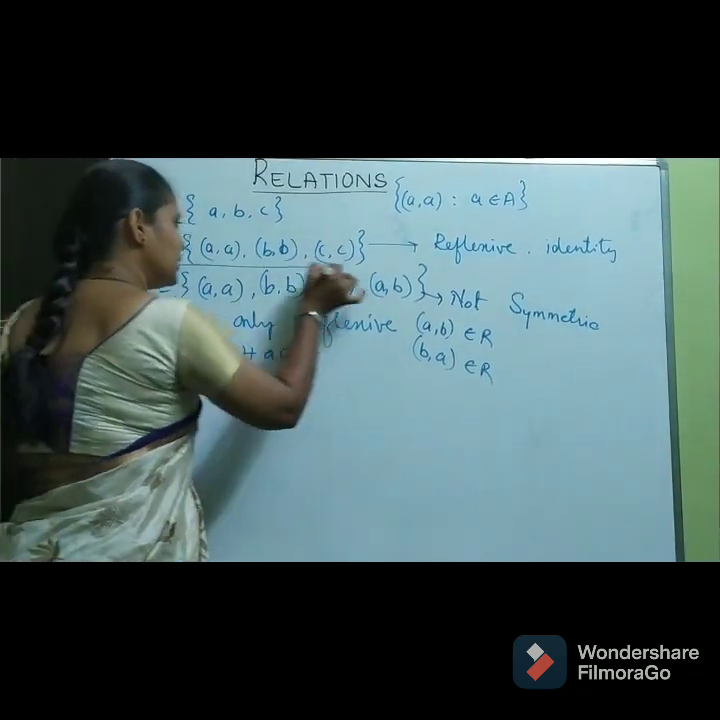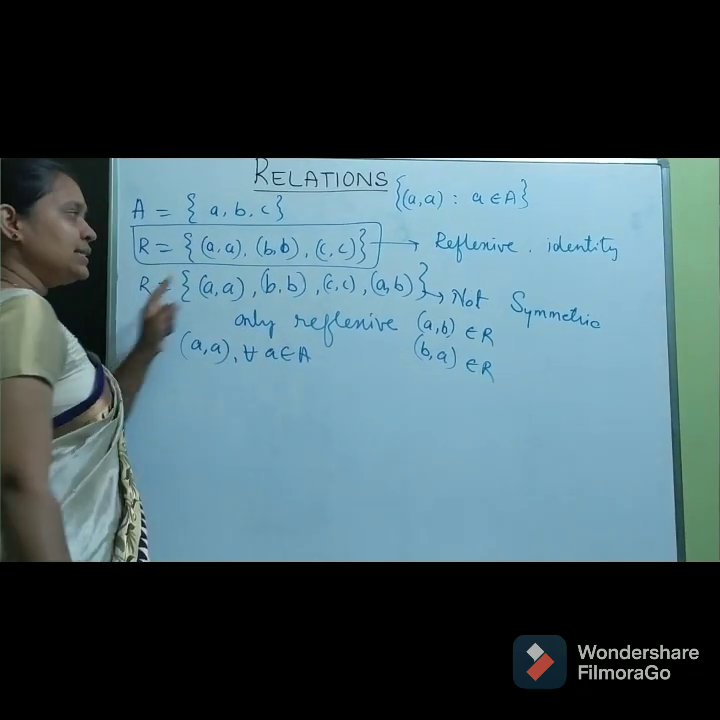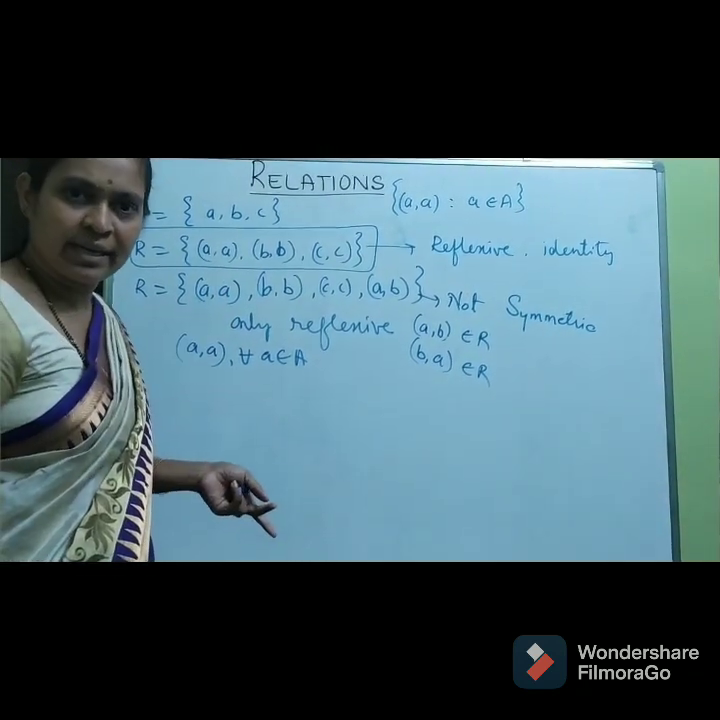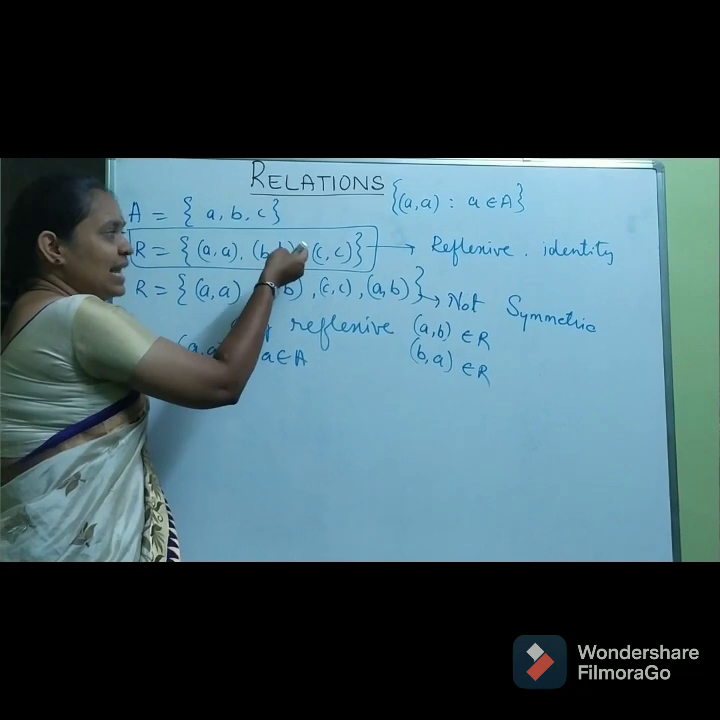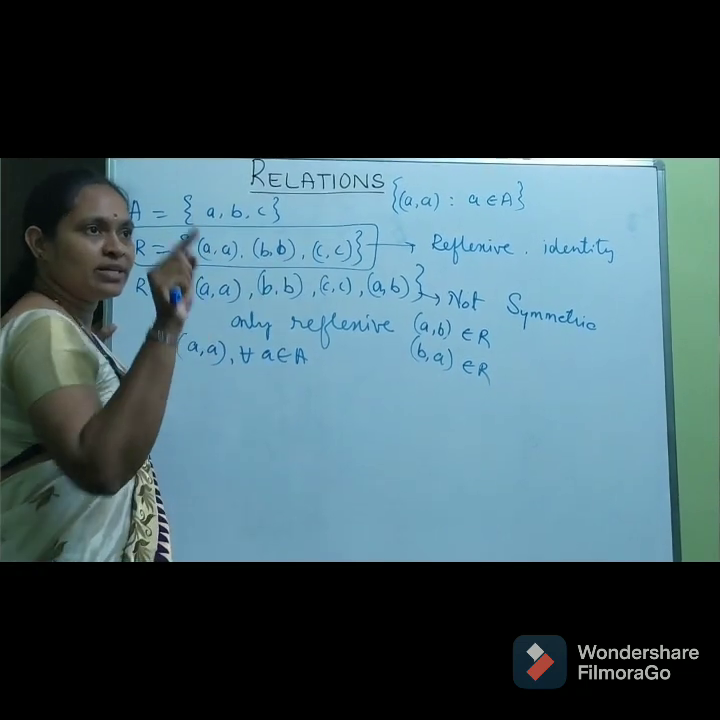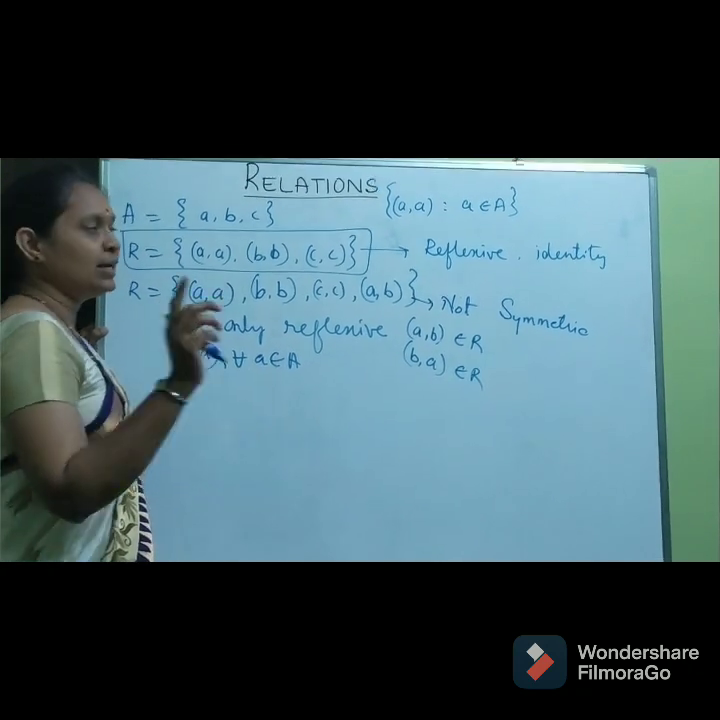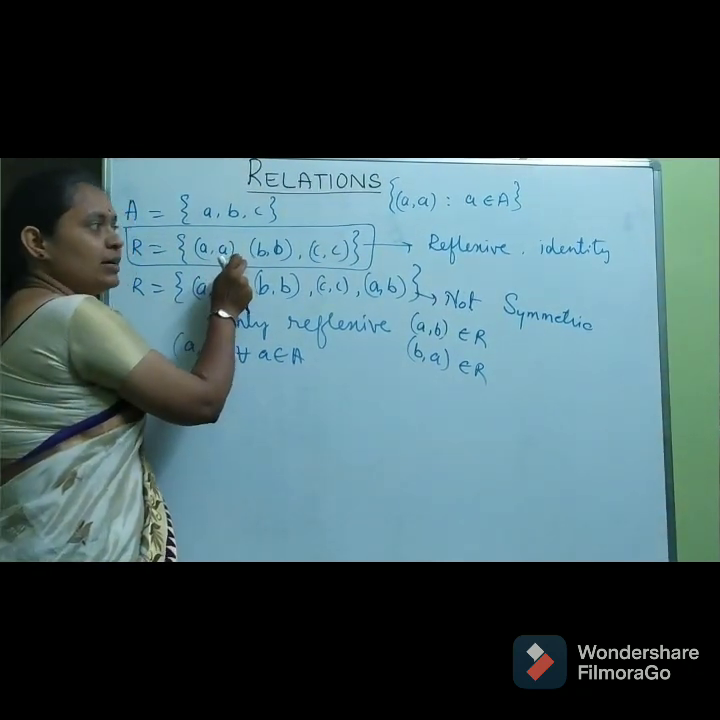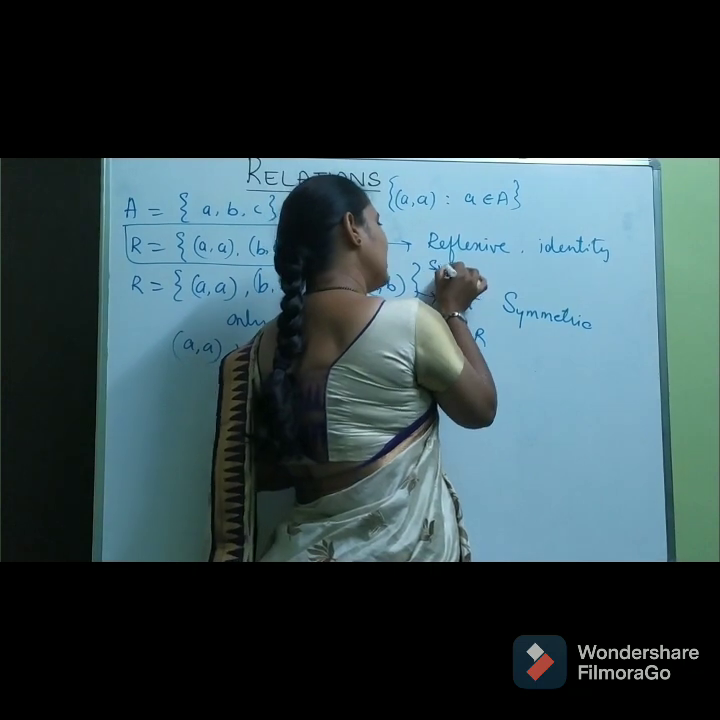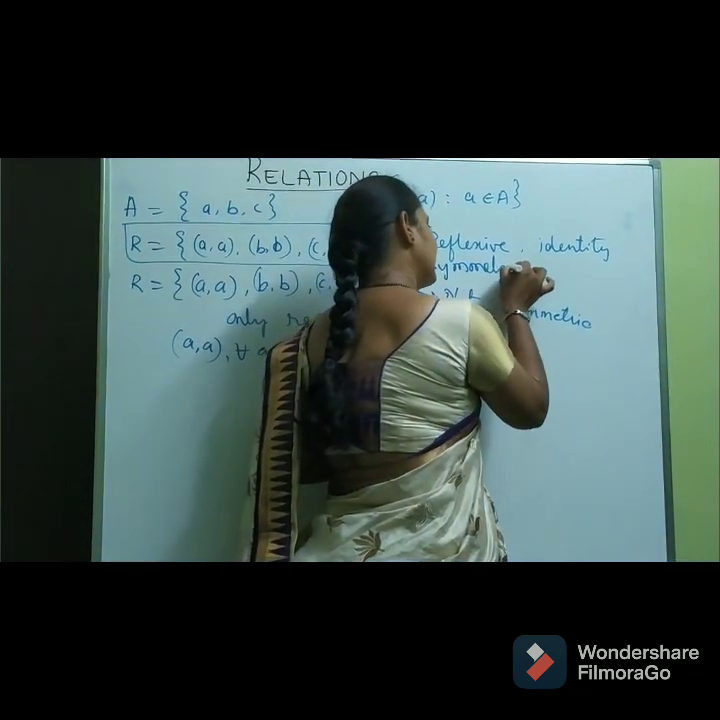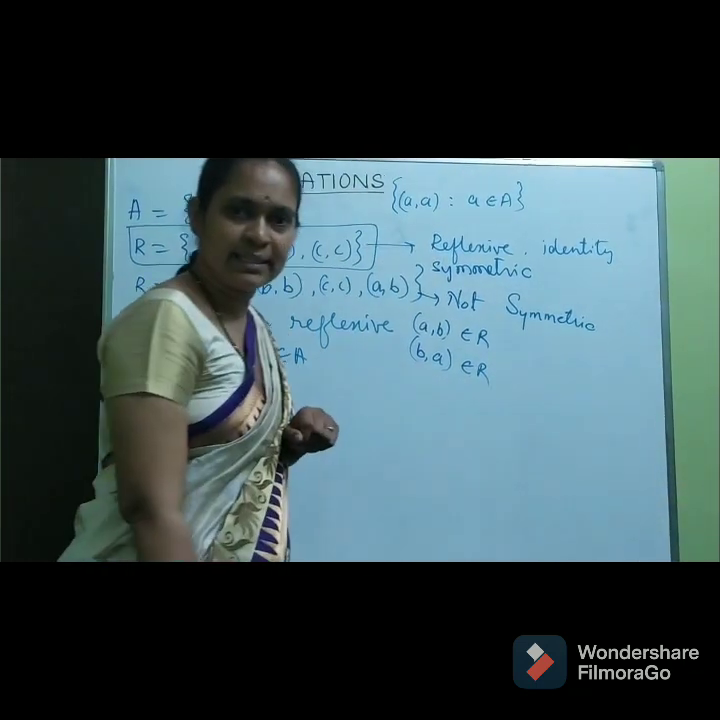Look at this. This is reflexive as well as symmetric. Why? First, (a, b) must be there, then only the question of (b, a). (a, b) itself is not there, so where is the question of (b, a)? Therefore, it is reflexive, it is identity, as well as it is symmetric.